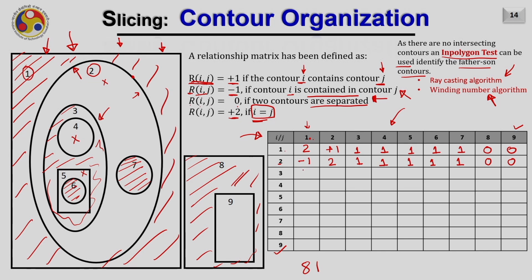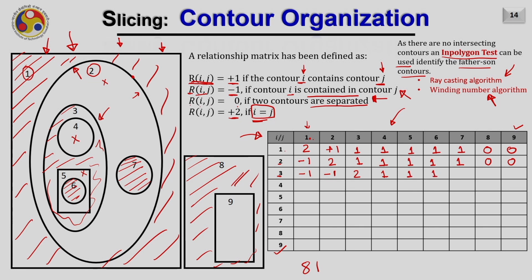Let us consider the next row now. Contour number 3 is inside contour number 1, hence minus 1 here. Contour number 3 is also inside contour number 2, hence minus 1 here. And for 3, 3, I equals to j, I need to write 2. Then contour number 3 is containing contour number 4, hence 1 here. Also, contour number 3 is containing 5 and 6th contour.